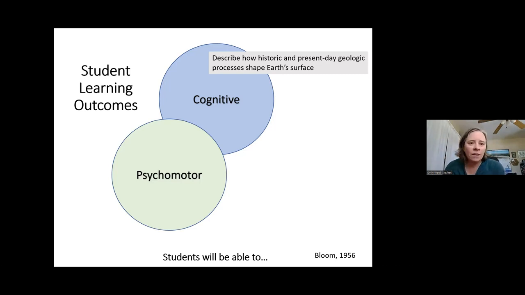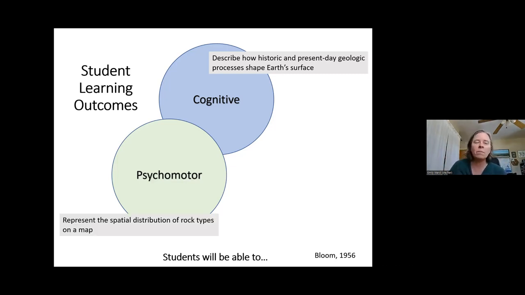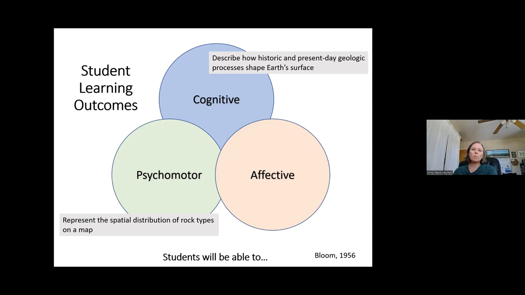We have psychomotor domain of learning, and that's kind of a physical skill, something that students are able to do physically. You can think about different field skills. Maybe I'm interested in how students are going to map different rock types to produce a geologic map. That might be an outcome that would be considered psychomotor.